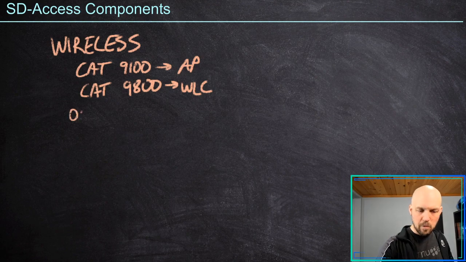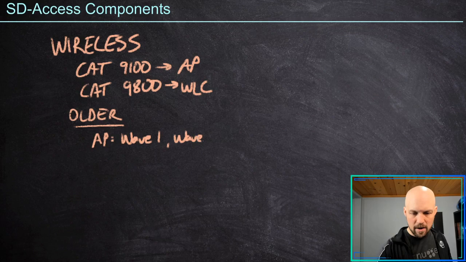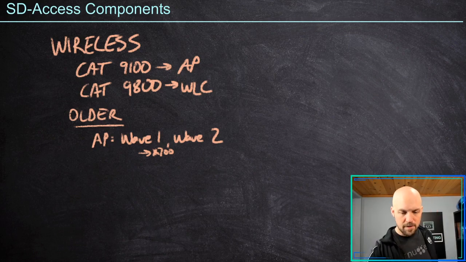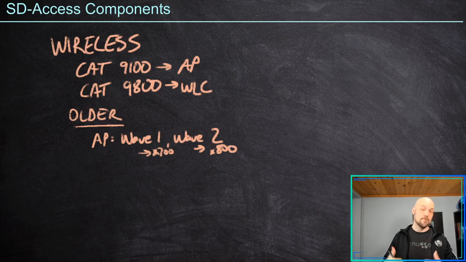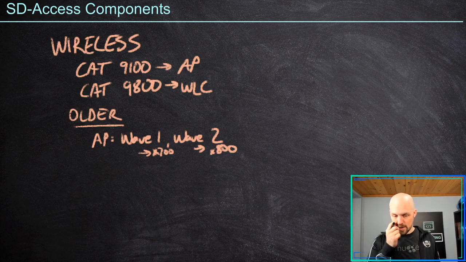That said, we can support some of the older platforms. Specifically, from an access point perspective, we can support Wave 1 and Wave 2 access points from 802.11 AC. So this would be like the Wave 1 was the 1700s, 2700s, basically X700s, right? 1700s, 2700s, 3700s. The Wave 2s, you remember, are the X800s. So the 1800s, the 2800s, the 3800s. These are still supported. Wave 2 are fully featured, but Wave 1 is not.